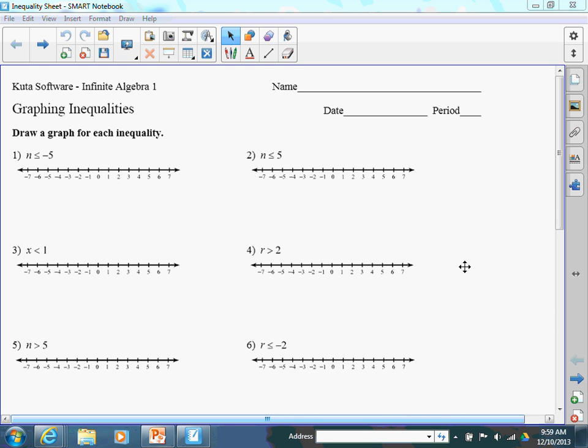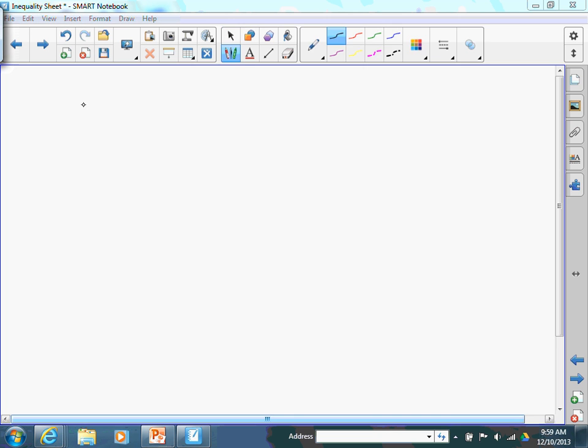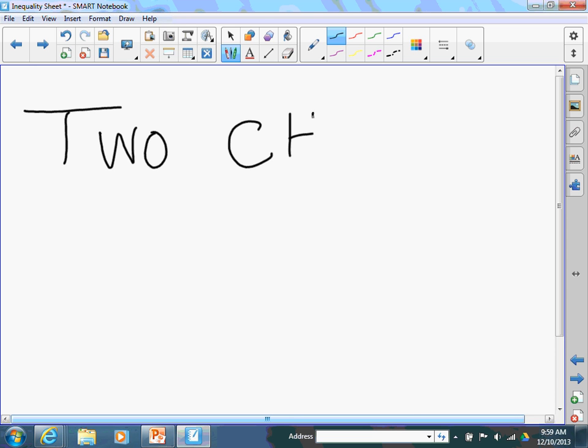Open your composition books. Keep this paper out, but also open your composition book for me. On the page where we wrote tips yesterday, find that page in your composition book. Okay, you know where you wrote those tips? Underneath that, I want you to write in big letters, 2 checks.